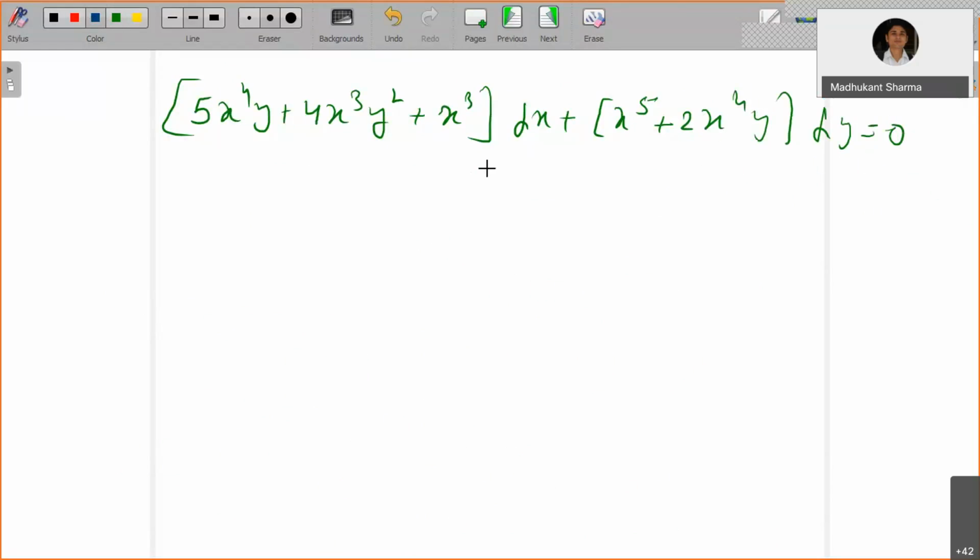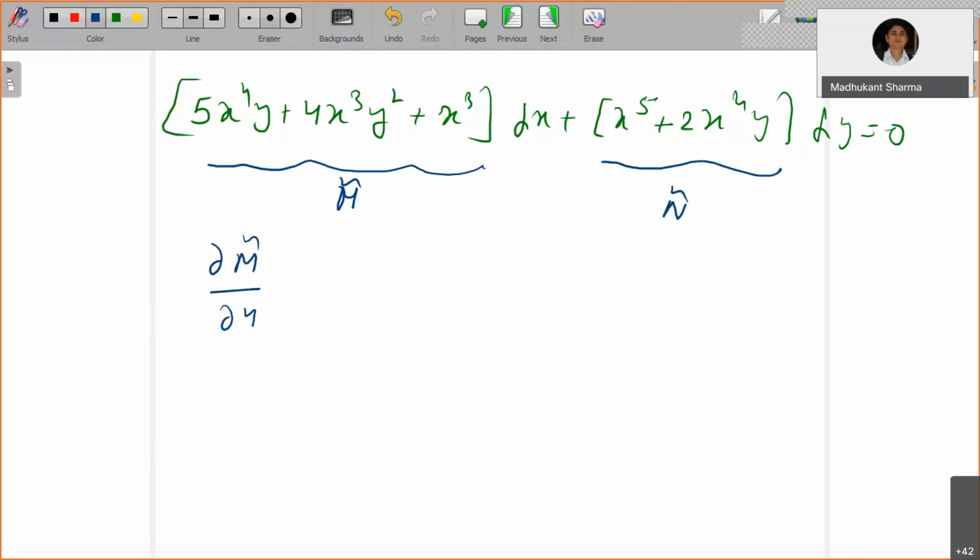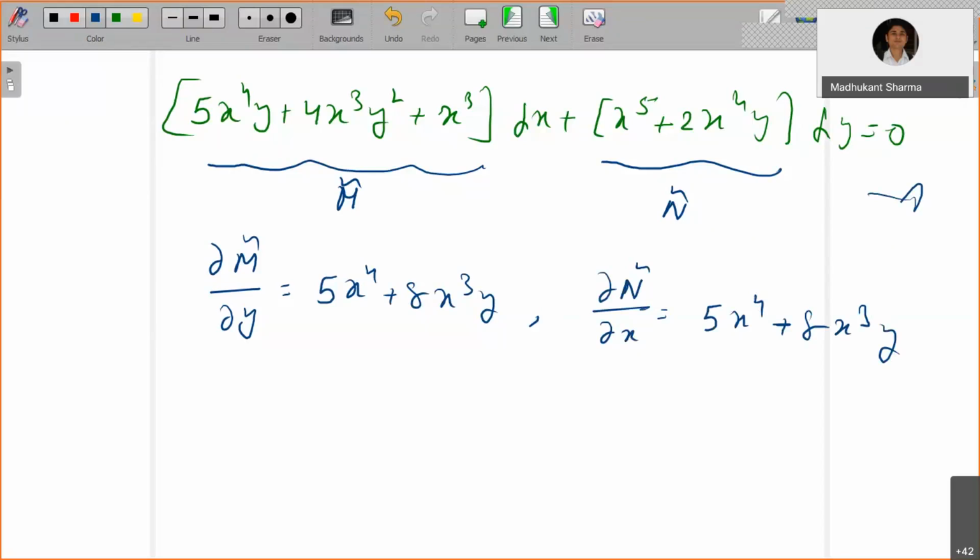Now, in the new equation, this is m, or you can denote it by m tilde, to distinguish it from this one. You can certainly verify that m tilde by dou y is equal to dou n tilde by dou x, which is going to be the power 4 plus 8x cube y. So this you can say is 2. So this 2 is an exact differential equation.